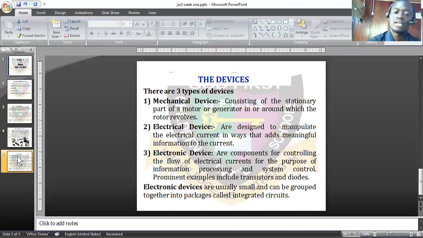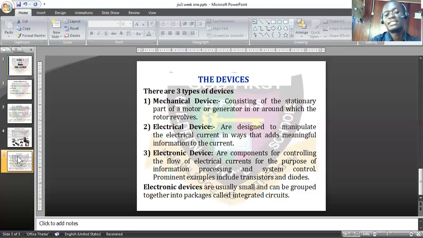Now, when we talk about mechanical device, it consists of all the stationary parts of a motor or generator in or around which the rotor revolves. Two, electrical devices are designed to manipulate electric current in a way that adds meaningful information to the current.